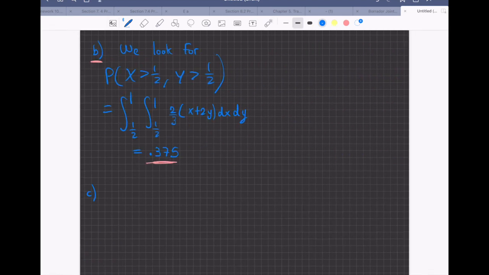So part C, we look for the marginal density of x. That is the integral from negative infinity up to infinity of f of x, y over y, over all the values of y. But we know that this is only the integral from 0 up to 1 of 2 over 3 times x plus 2y dy.